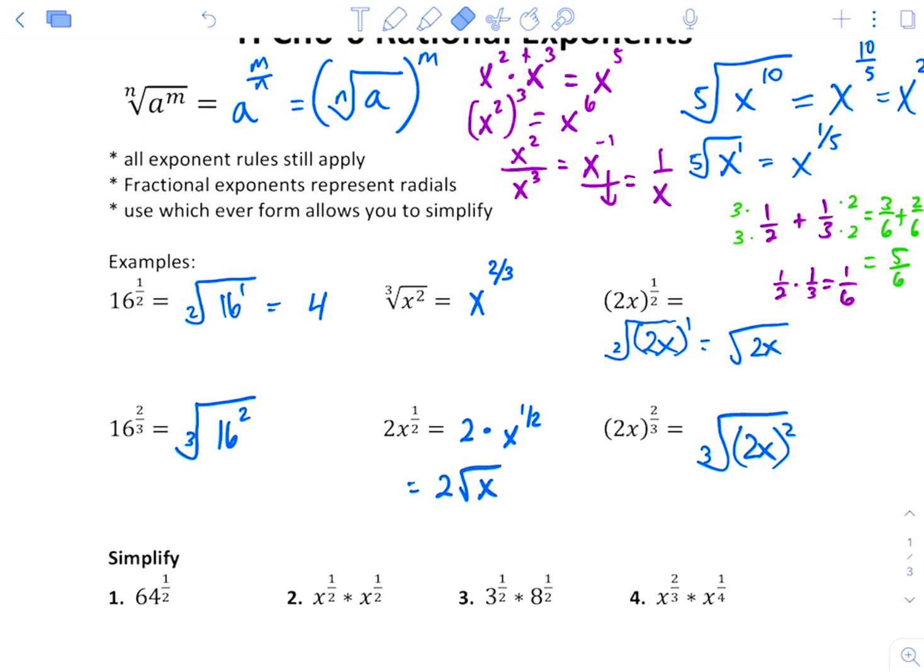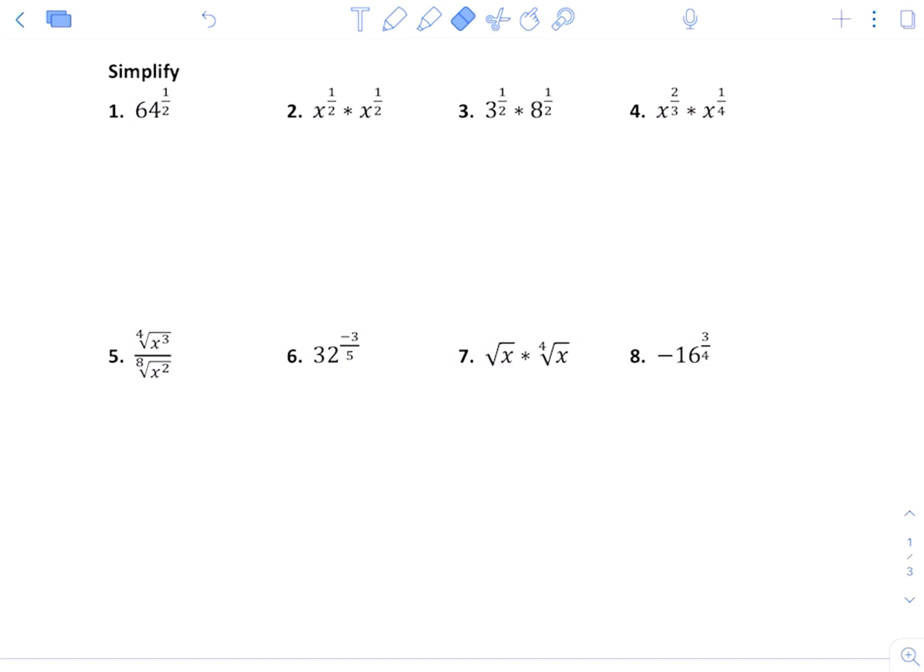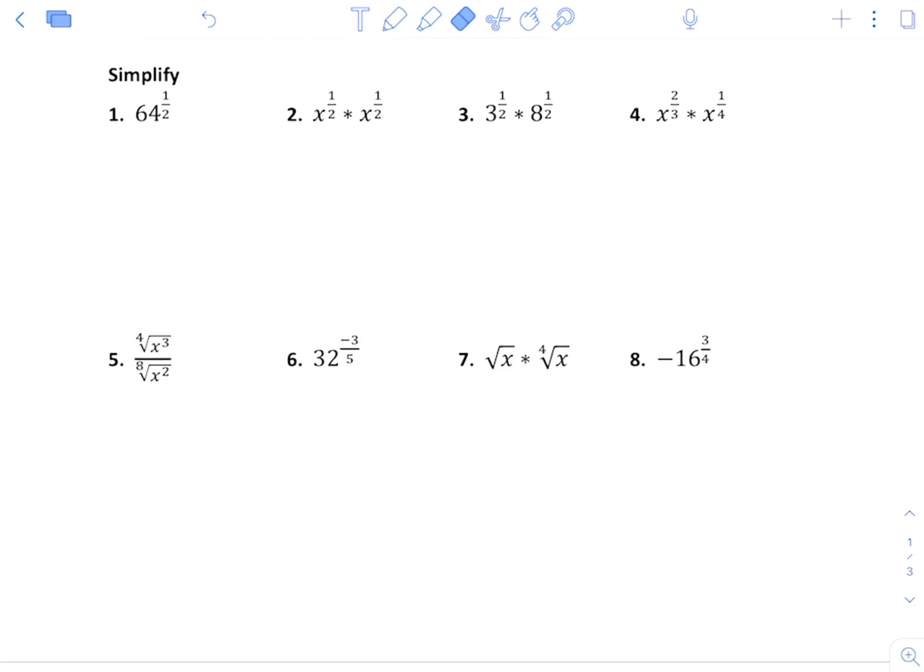All right, so next we're just going to work through some examples. So remember, as we are simplifying, if we can't simplify the form that it's in, we're going to switch forms and try to use those rules to simplify instead. So I want you to pause the video and work through these 8 examples to see if you can simplify them correctly.